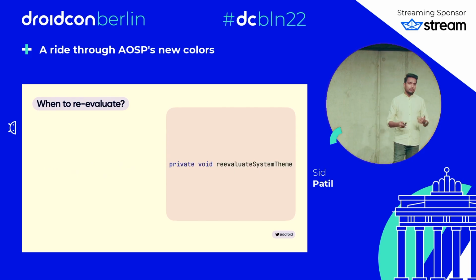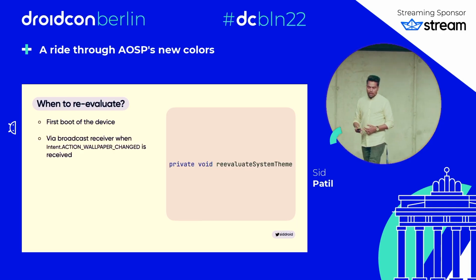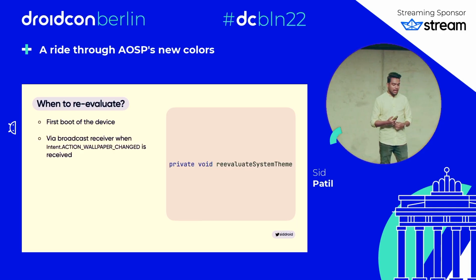So when would you reevaluate the system theme? Let me take a moment here and understand this. The first boot of the device, that's where we will see this. When the device first boots, we see some system theme reevaluation, some color calculation happening there. Then, if we receive an intent via the action wallpaper has changed. So we saw there's a wallpaper manager and wallpaper manager service, and if we receive this intent that the wallpaper has changed, we have some logic within the system UI to process these changes.